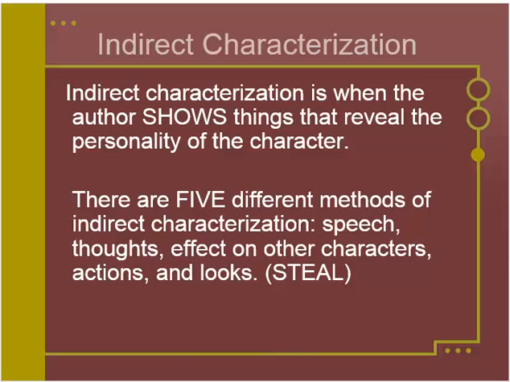Indirect characterization is a little bit trickier. What indirect characterization does is the author is showing us things that reveal the personality of the character. This is where you have to make your inferences. There are 5 different methods of indirect characterization: speech, thoughts, effect on other characters, actions, and looks. And we can remember the acronym STEAL. S is for speech, T is for thoughts, E is for effect on other characters, A is for actions, L is for looks.